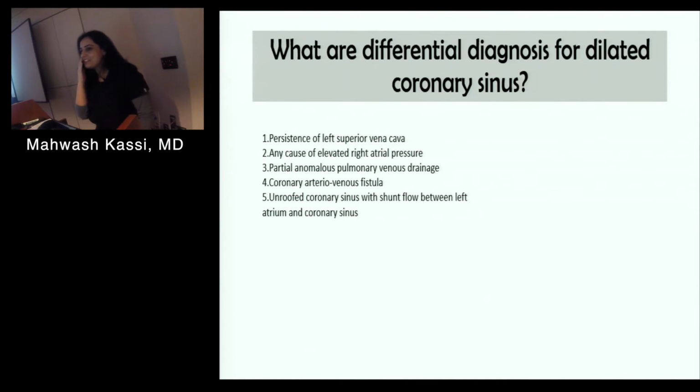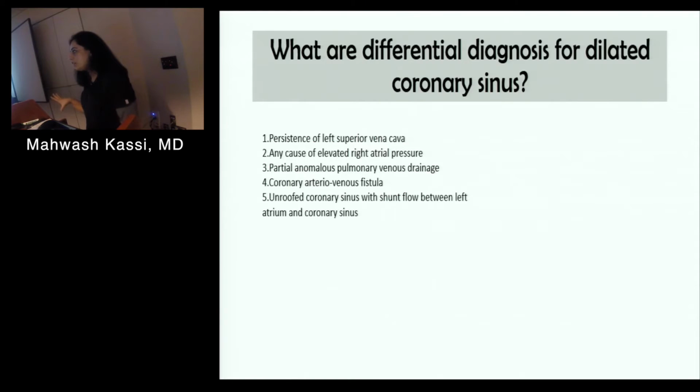This is a persistence of the left superior vena cava, any cause of elevated right atrial pressure, partial anomalous pulmonary venous drainage, and coronary AV fistula. And the one that you missed, so you don't get 100%, is the unroofed coronary sinus with shunt flow between the left atrium and the coronary sinus. Now I'm going to go over how we decided which one it is or which one it was not.